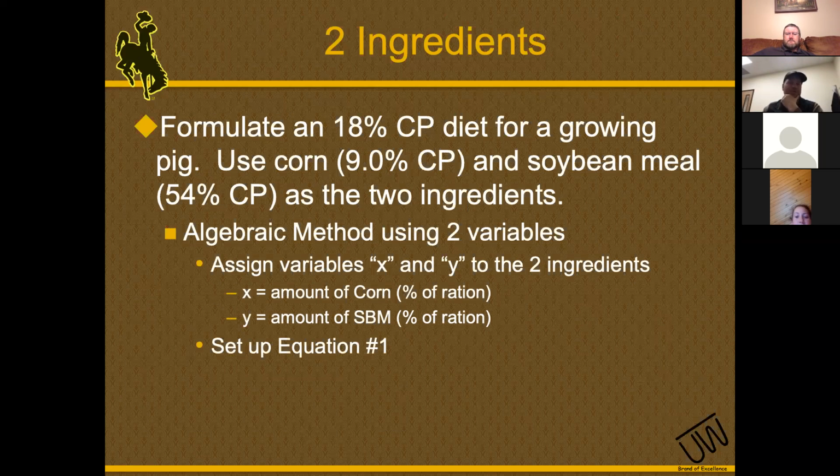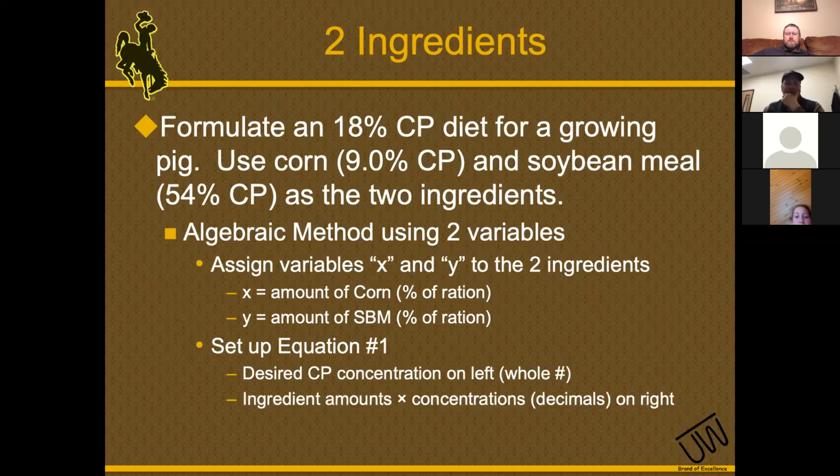So if I set up my equation, I simply put how much protein I've got on the left, the ingredients on the other side, right? So remember, it's in decimal form. So I've got 18% here. I want to use that as a whole number. And this is going to be 0.09 of the corn and 0.54 of soybean meal, okay?